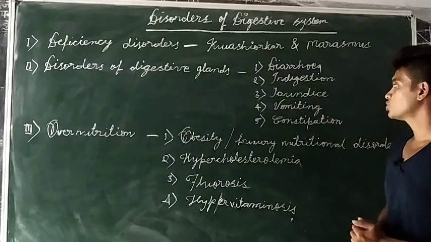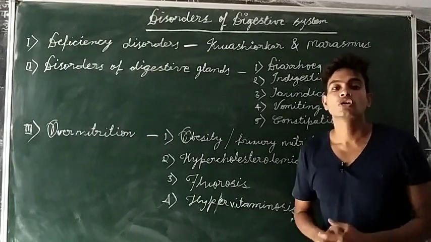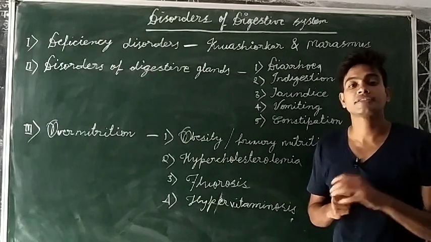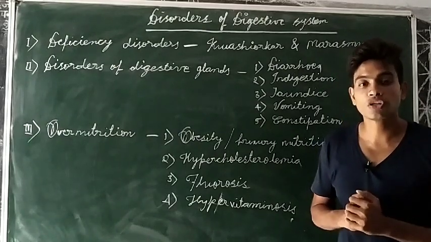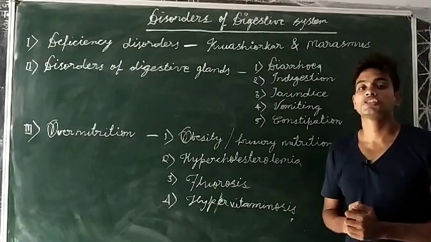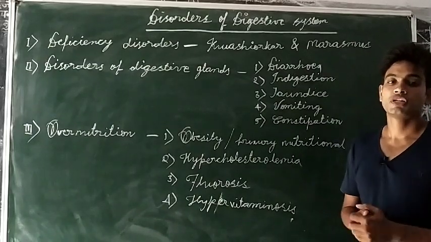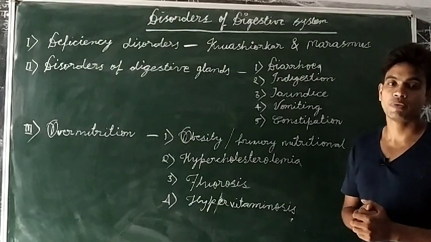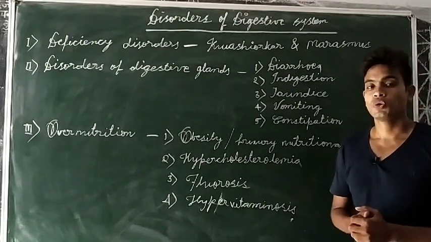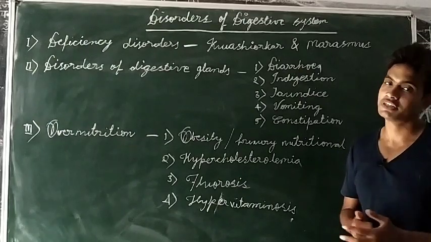Now, jaundice, what is jaundice? Okay, so jaundice is a disorder which is caused by excessive presence of bilirubin in the skin. Now, you might be remembering what is bilirubin. Bilirubin is one of the pigments which is produced by bile juice. Now, in bile juice there are two pigments, one is called bilirubin and another is called biliverdin.